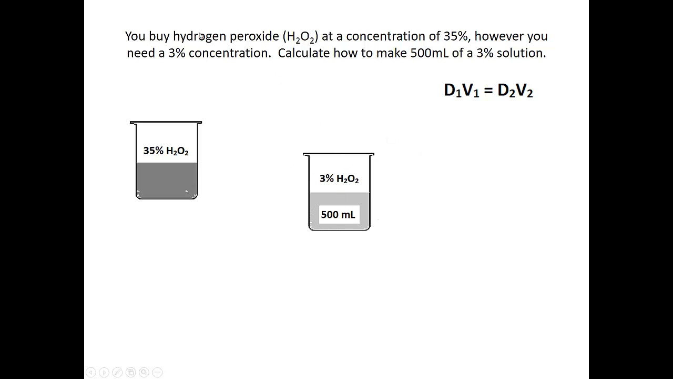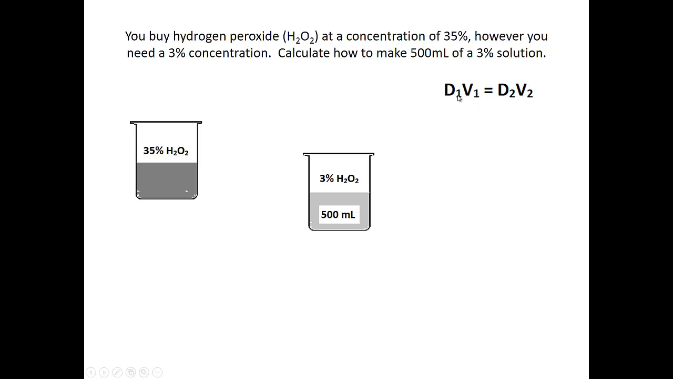Now, as long as we're working with the same solution, hydrogen peroxide in this case, the equation can tell us how to take 35%, which is our starting concentration, D1, and manipulate that into a final ending concentration, which in this case is 3%, D2. And then in order to do the concentration differences, we have to take into account volume. Volume and concentration are directly related, and that's what this equation is telling us.